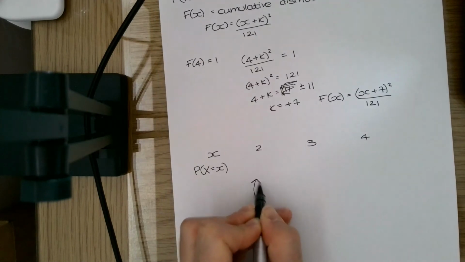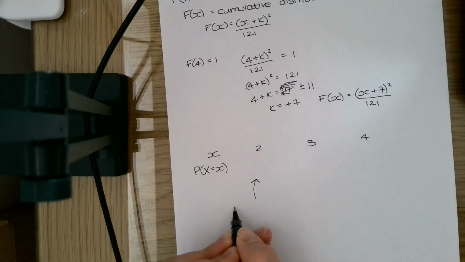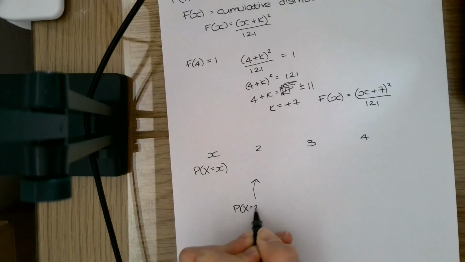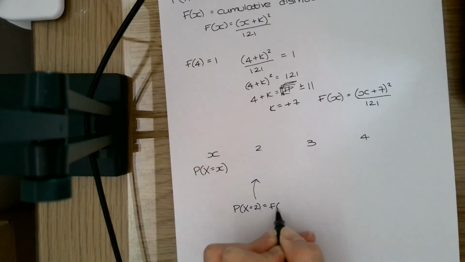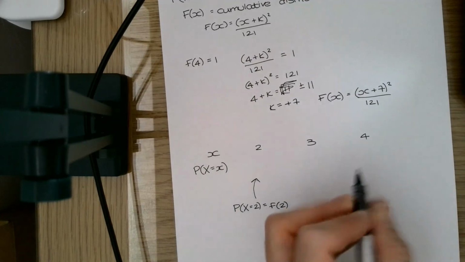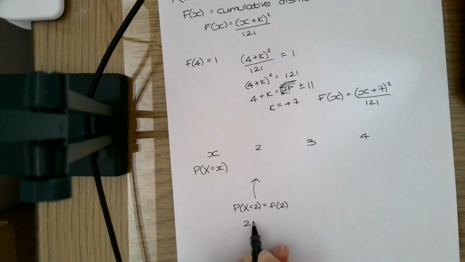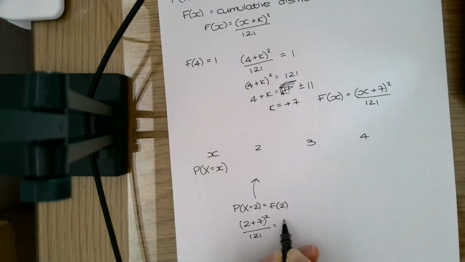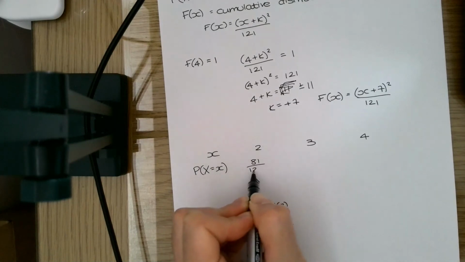So for the first one, the probability of 2 is equal to the cumulative probability of 2, because it's the first one, so there's nothing else to add in. So to work out the probability of 2, we just have to substitute 2 into our function. We end up with (2 + 7)² over 121, which is going to give us 81 over 121, and that's our answer there.